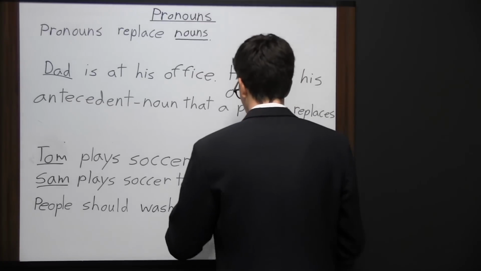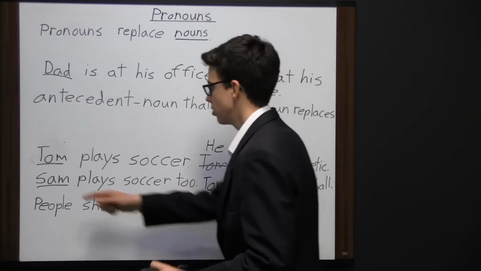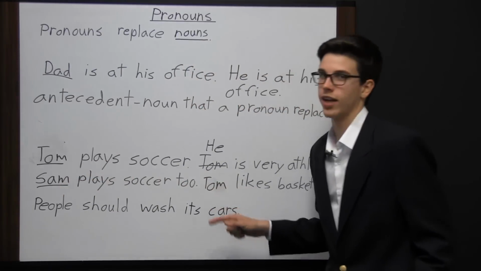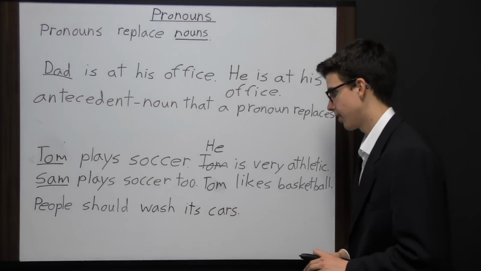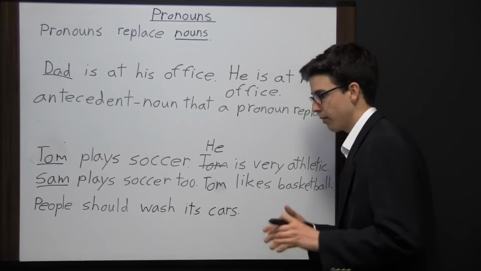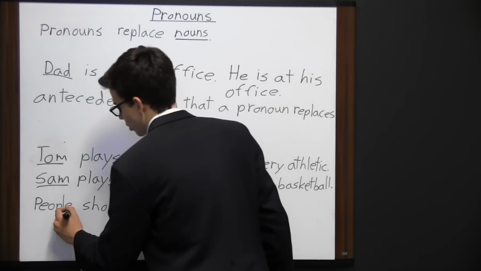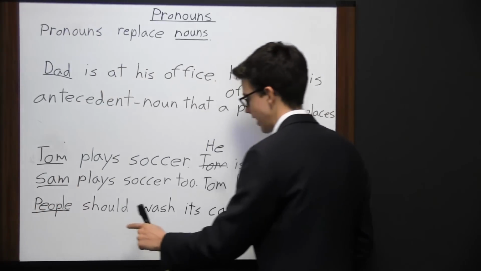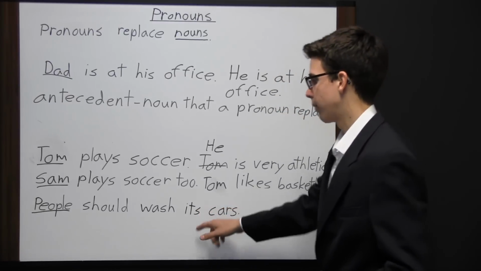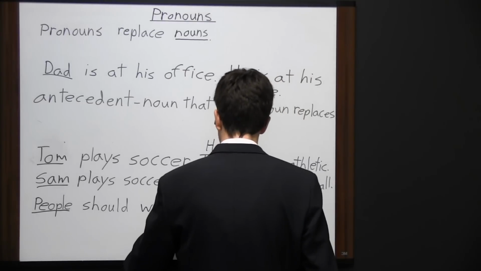So pronouns only work as long as there is only one noun in the picture. As soon as you use a new noun, you need to use that old noun again before you can use a pronoun. Now look at this sentence. People should wash its cars. You want to make sure your pronouns agree with your noun. You want to make sure they agree with their antecedent. So here, people is the antecedent, its is the pronoun. But they chose the wrong pronoun here. This should say their cars.